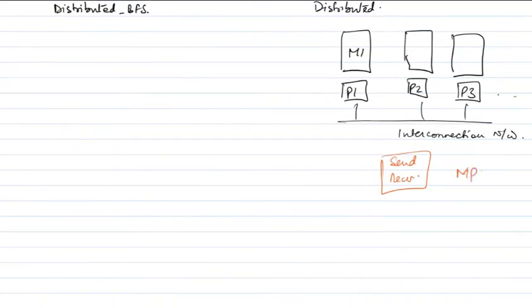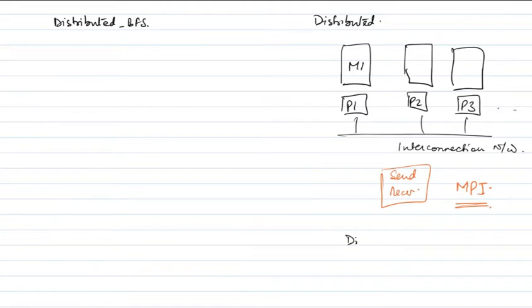And we are going to work in the MPI framework for now. Okay, so coming back to distributed BFS. If you're working on distributed memory systems, the very first thing you have to decide is how you are going to distribute the data.